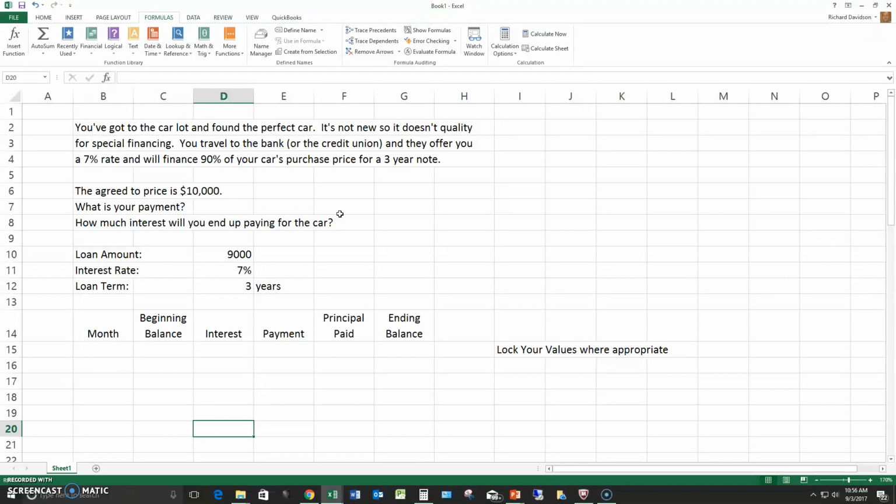They're only going to finance 90% of your car's purchase, and they're going to let you finance it on a 3-year note, or you're going to make payments for 3 years. Specifically, you're going to make payments for 36 months. All right, so we've agreed to a price of $10,000 with the car lot. What is your payment? And how much interest are you going to wind up paying for your car? The real exercise here, aside from calculating a payment for financing purposes, is so you can see how much interest really does build up over time, and that you can make decisions.